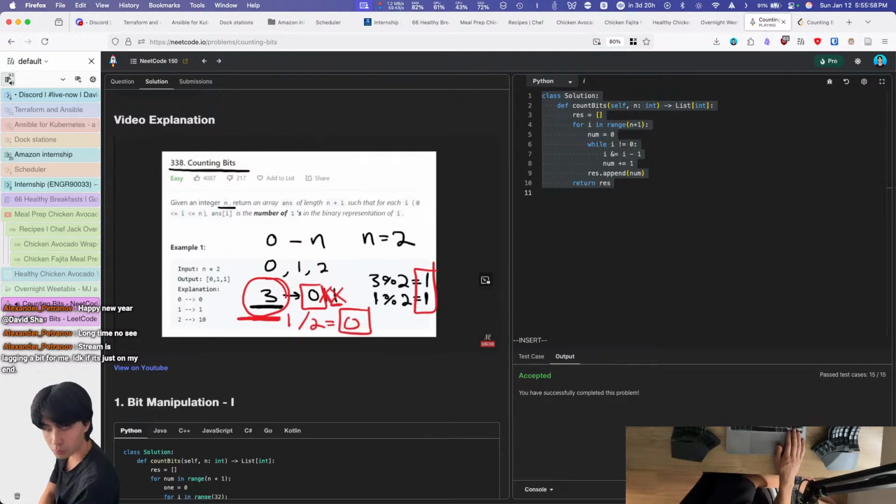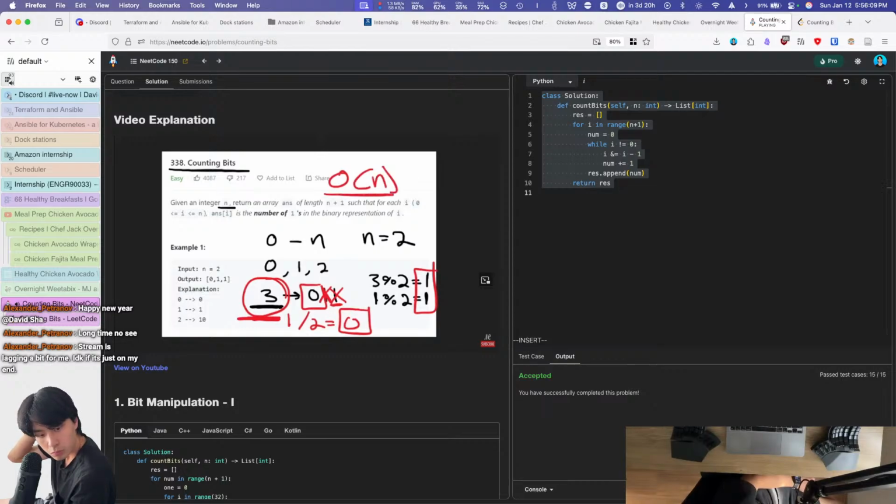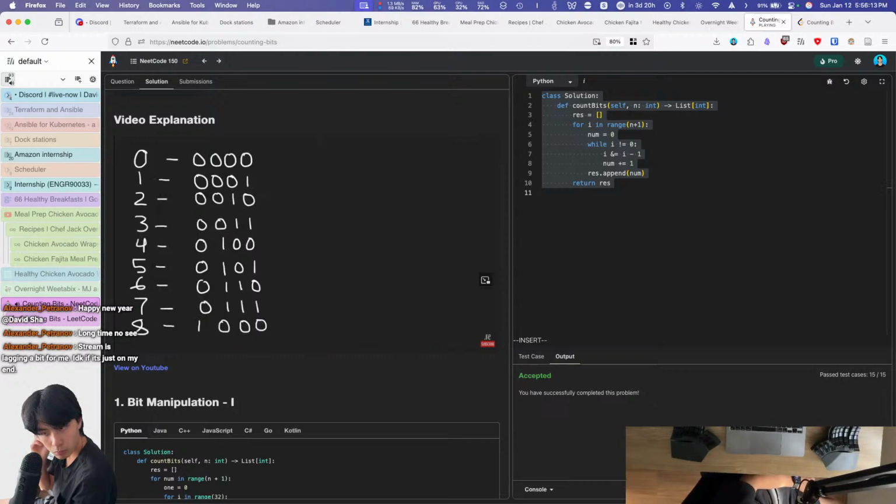Now there's some repeated work that we can eliminate that you can easily recognize when you actually draw out the bit mappings, the binary representations of a bunch of integers, and with that repeated work, we can actually get a working O of n solution. Let me show you that right now. Now I just drew out the binary representations from 0 all the way up to 8.